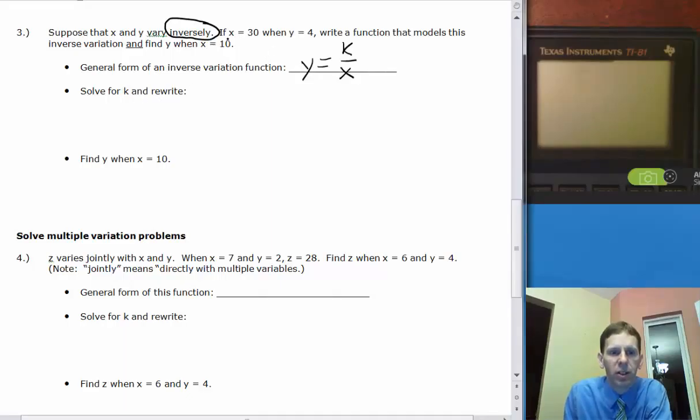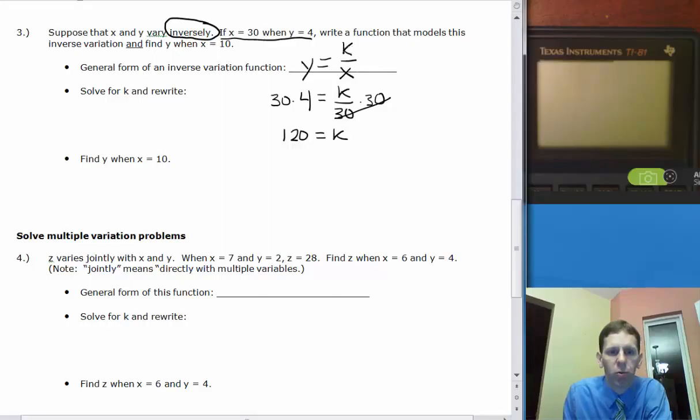The next step we're going to do is take the information in the problem, if x equals 30 and y equals 4, and write an inverse variation function based on these values. So we're going to substitute 30 for x and 4 for y. Our goal is to figure out what k is and then plug k into this equation. So to get k by itself, we need to multiply both sides by 30 here to cancel out the 30 on each side. 30 times 4 is equal to 120. And that's what k is equal to.